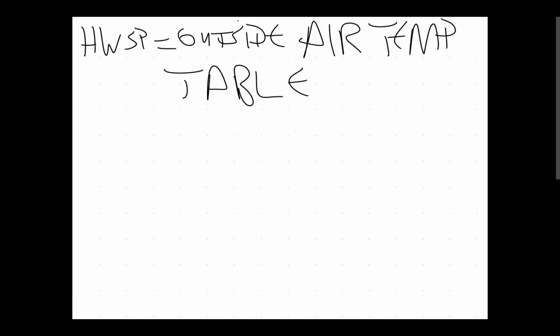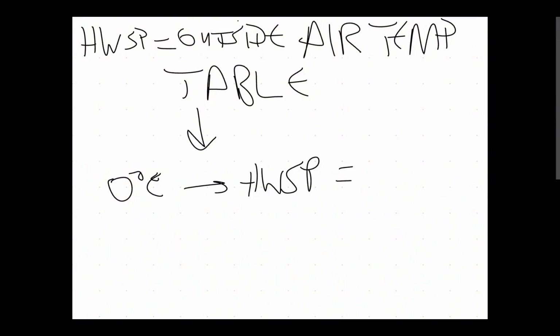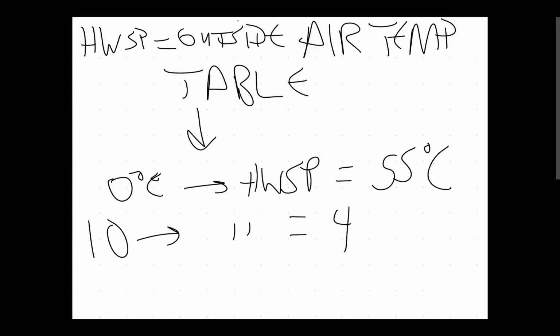Table is a very simple term. It's just a direct relationship, kind of on an XY axis. So for example, this building, when it was 0 degrees outside, hot water set point would be 55. At 10 degrees outside air, we want to have a set point of 45 degrees, and so forth and so on. You can set these however you like, but essentially, the warmer it gets outside, the lower you want your hot water set point.